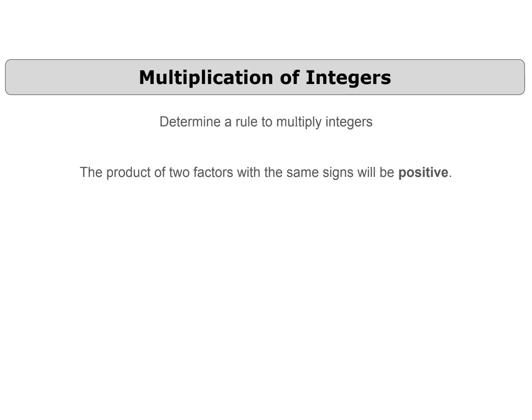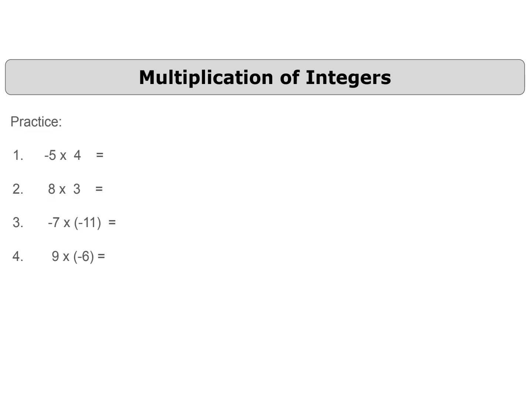Therefore, we can come up with some rules for multiplying integers. The product of two factors with the same signs will be positive. And the product of two factors with different signs will be negative. Now pause the video and try these for practice. Check your answers and see how you did.